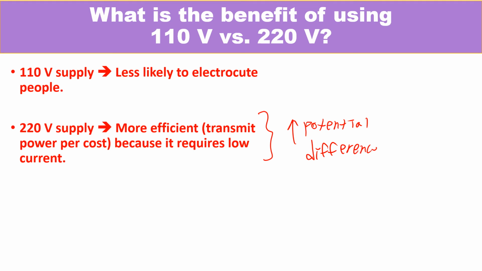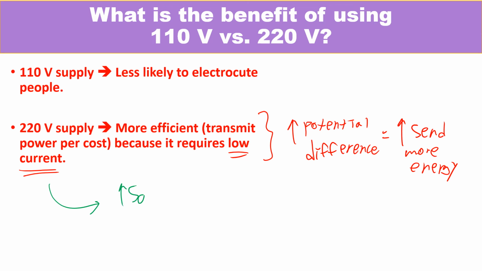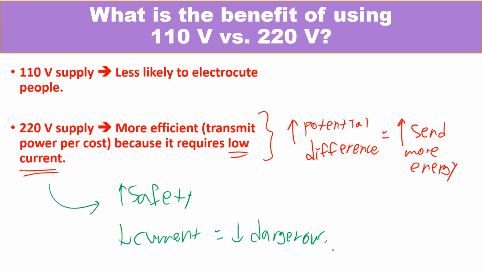That means I can send more energy, so it will require low current. If you think about it in that way, 220 volt is also somehow indirectly involved with the safety feature too, because low current means less dangerous for the human body. That's why.